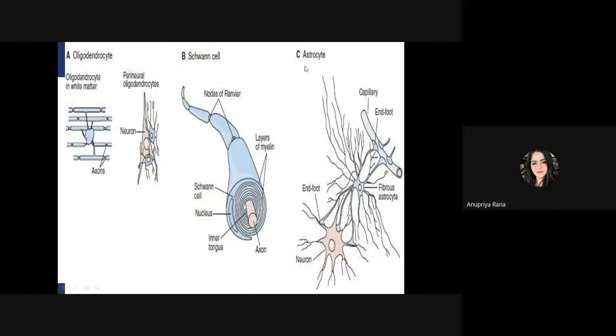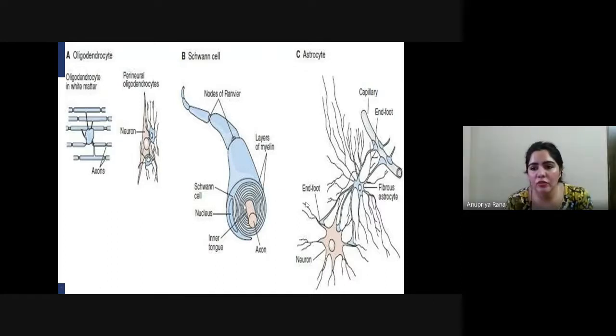Next, the third one is the astrocytes. Astrocytes can be present throughout the whole brain, but here the image of the fibrous astrocyte is being given. They have some granular structure inside them, which makes them a little special. The fibrous astrocytes are present in the white matter.